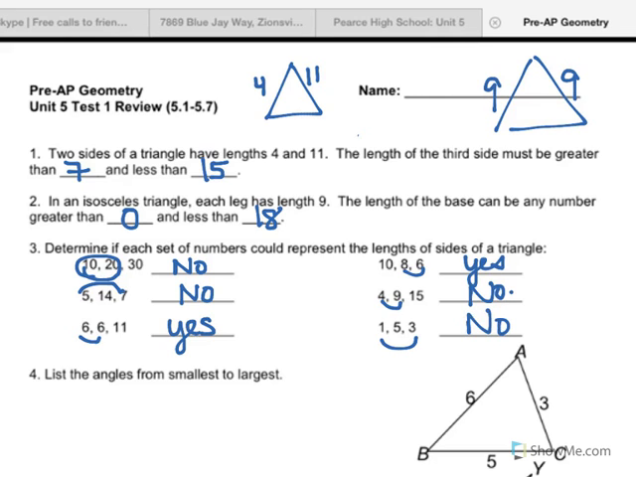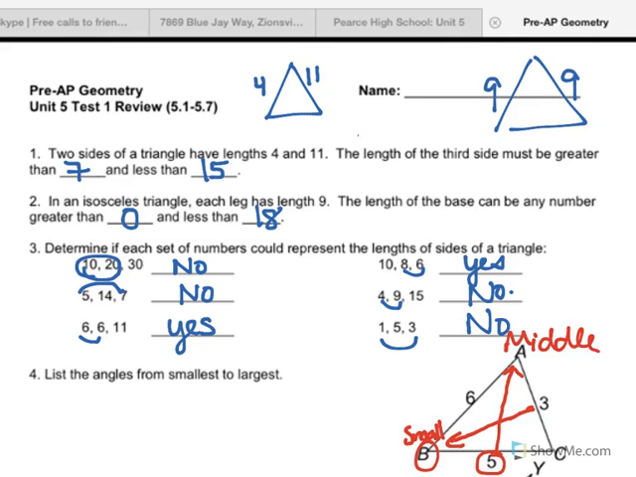It needs to be greater than 5. Okay, on the next one, it says, list the angles from smallest to largest. So we know that, based on our hinge property, the longer the side, the bigger the angle is going to be. So if we look here, the opposite angle, we look at 3, and it's pointing over here at B. So this is going to be the smallest. Then the next highest number is 5, so this is going to be the middle one.